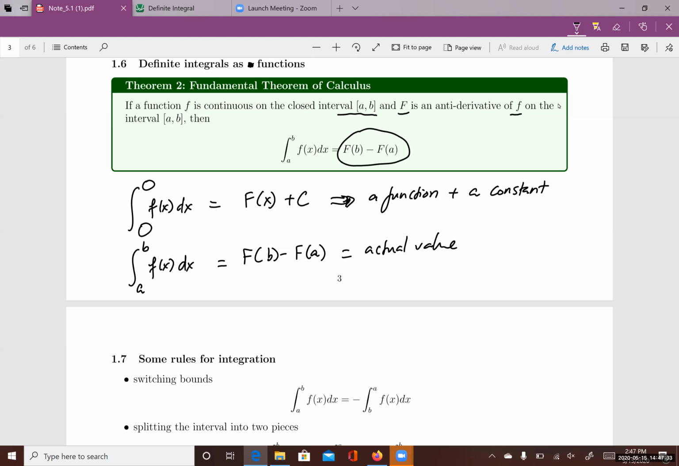All right, so remember to distinguish between this, which is an indefinite integral, and this, which is a definite integral.